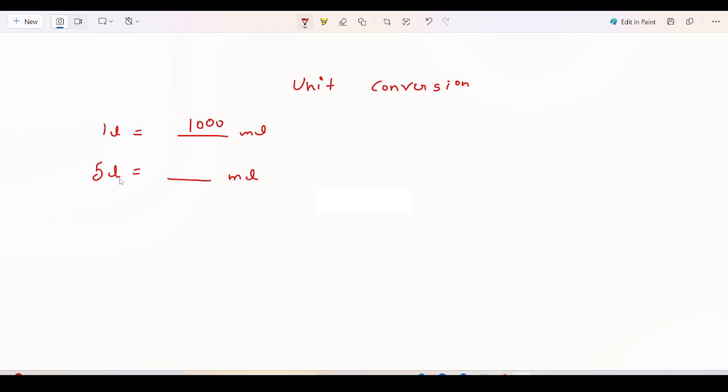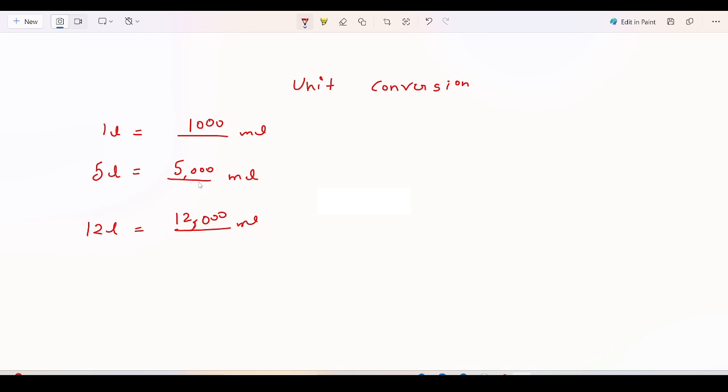In 5 liters, how many milliliters would be there? 5,000. Very good, 5,000. In 12 liters, how many milliliters would be there? 12,000. Very good, 12,000. Perfect.